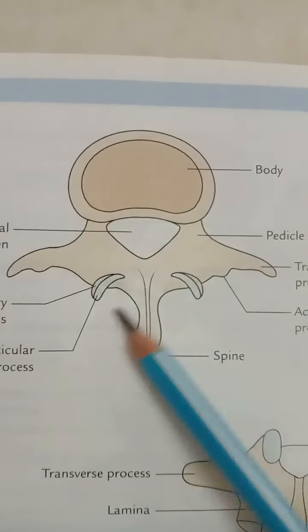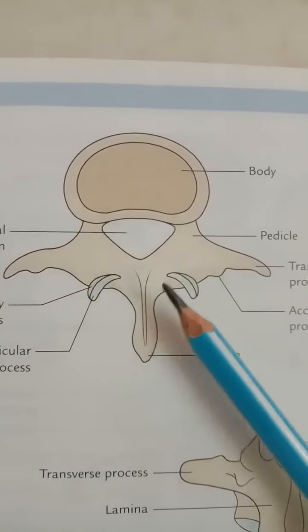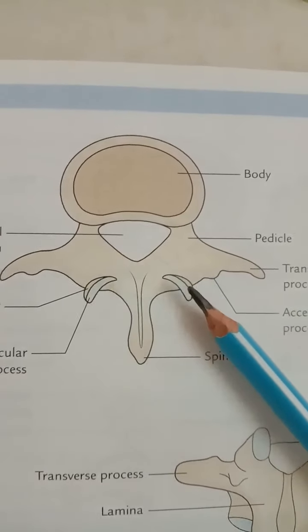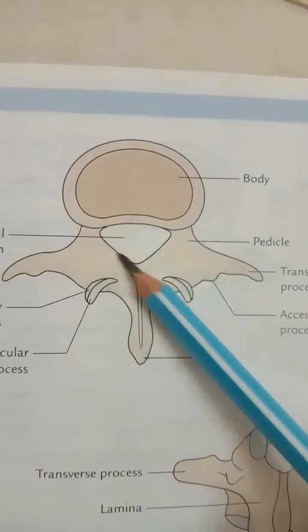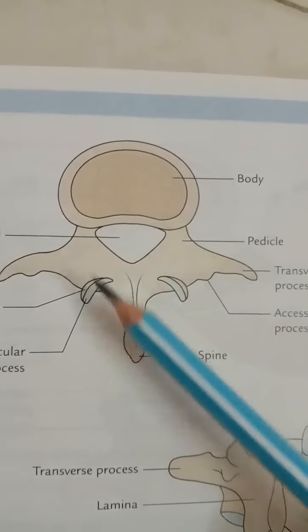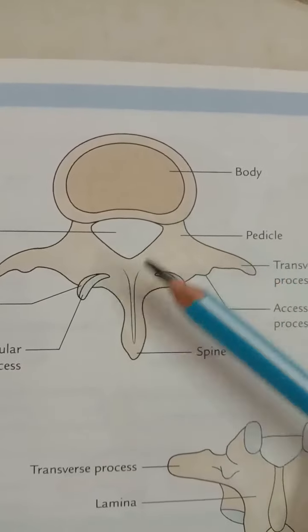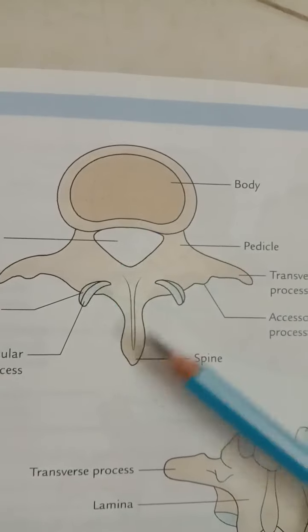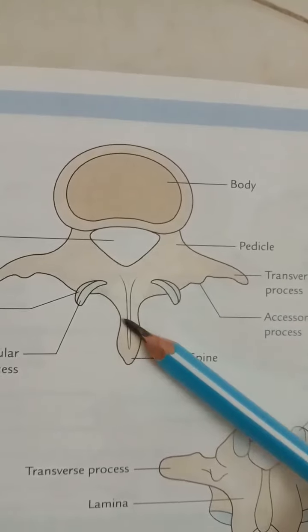Then the ossification of the lumbar vertebra. Like the other vertebra, the lumbar vertebra ossifies from three primary centers. The three primary centers are one for the body or the centrum, and one for each side of the neural arch. So this one. These three centers appear in the third month of fetal life, and the two halves of the neural arch fuse with each other posteriorly in the first year.